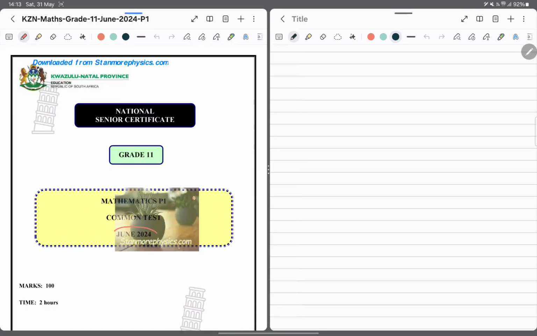KZN June 2024. Okay, I'm just going to discuss questions that are of relevance to your upcoming exam for the mid-year examinations. Alright, so we've done some work already in the channel. Please make sure you get abreast with all of it. Do not skim and scan. Please get through all the work that we've done. You will see how well you will do in your exams, starting from now going forward.